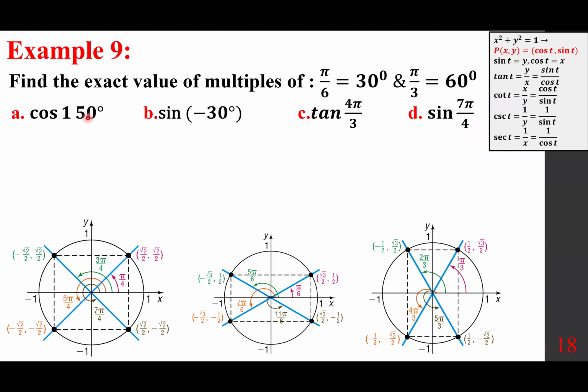150 degrees. Please understand it's the same as 5 pi over 6. It's important to understand that. And so you locate that here, 5 pi over 6 or 150 degrees. You want cosine. Cosine is the x coordinate, minus square root of 3 over 2. So this is the one.